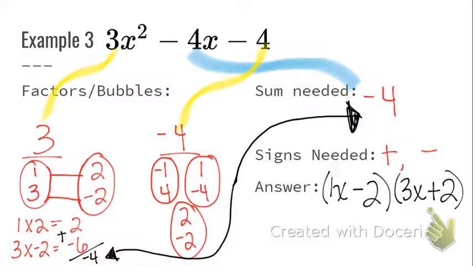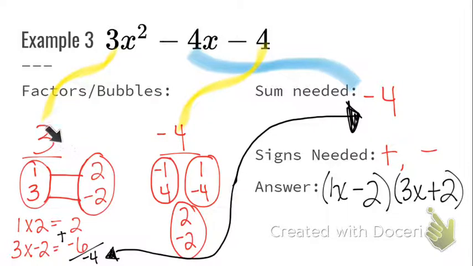All right, here we've got the work and the answer for number 3. We needed a sum of -4. We got that from that middle term. Our signs needed to be different, one positive and one negative. That's the only way we could multiply to a negative number back here.